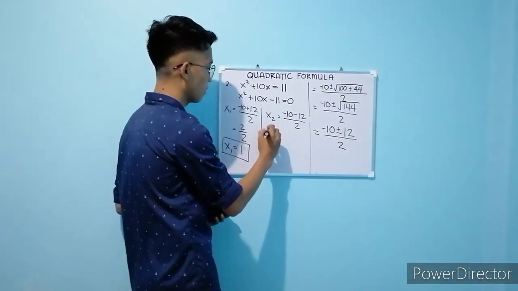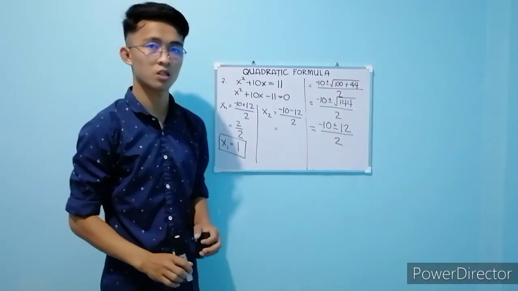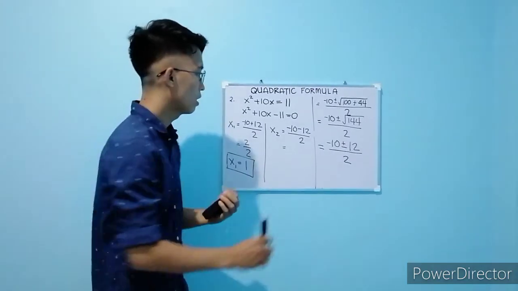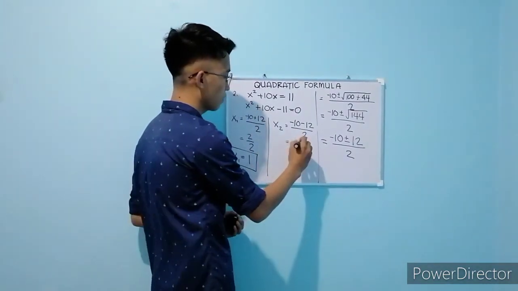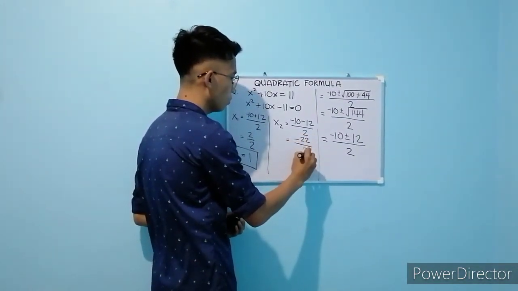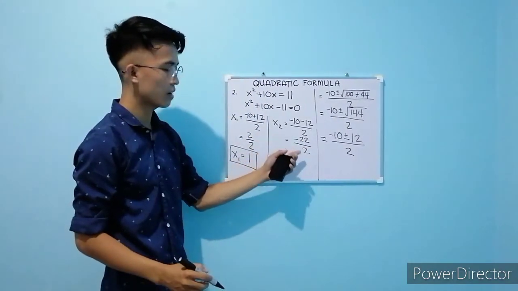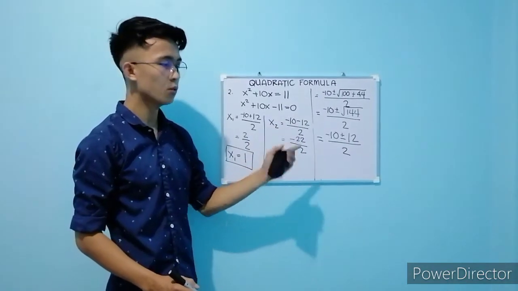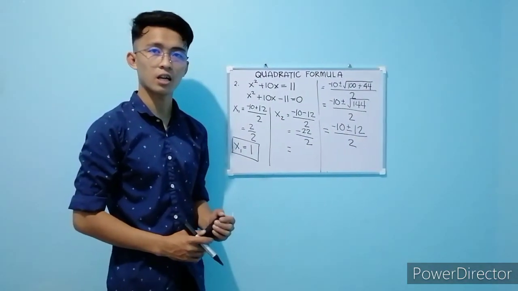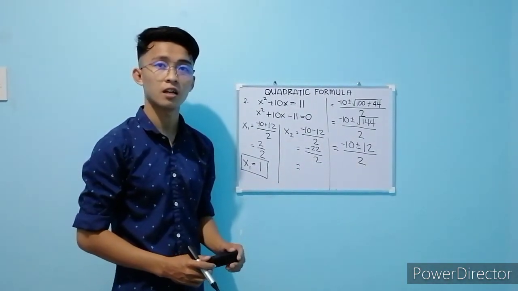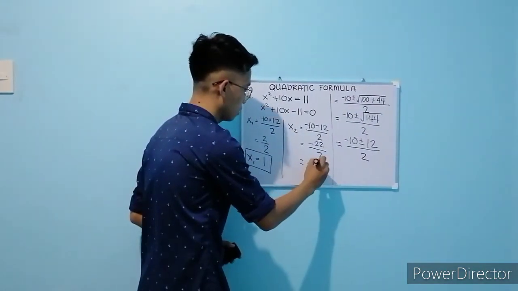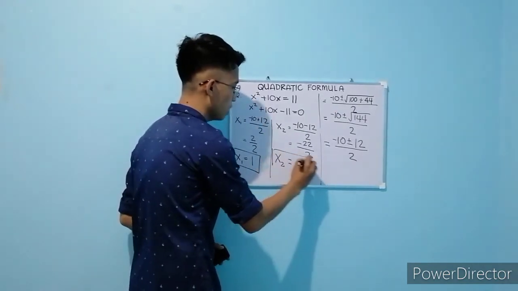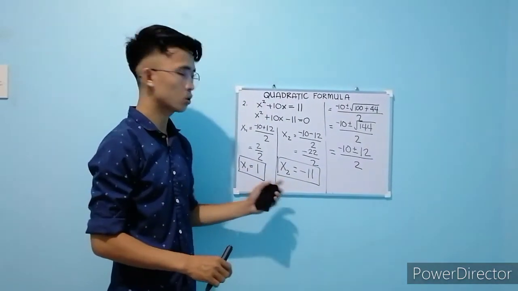And how about the next one? We need to simplify. Negative 10 minus 12, that is both negative. It means we need to add. Just copy the negative sign. Negative 10 plus negative 12, that is negative 22. Over 2, let's divide. Negative 22 divided by 2, unlike signs. When dealing with division or multiplication with unlike signs, the answer is negative. So that is negative 11. That is x sub 2. These are the two roots of the given quadratic equation.